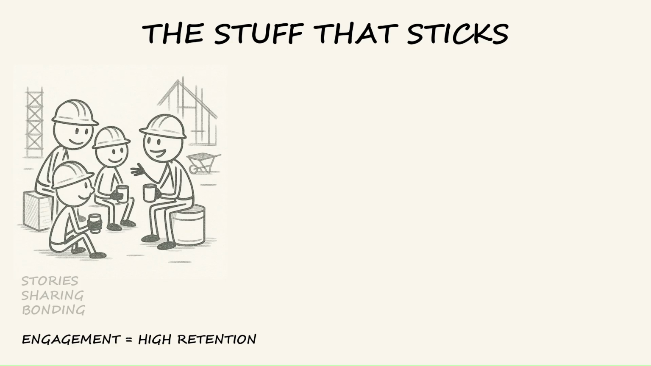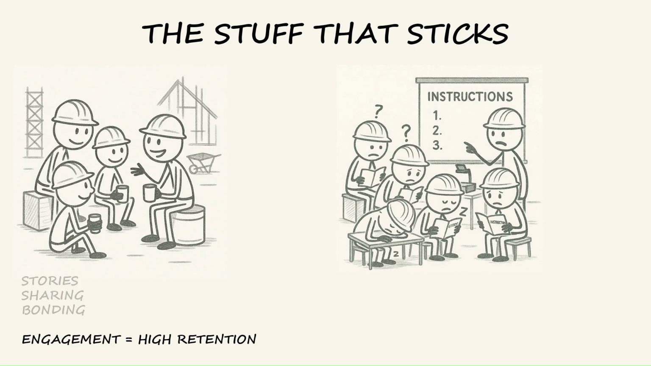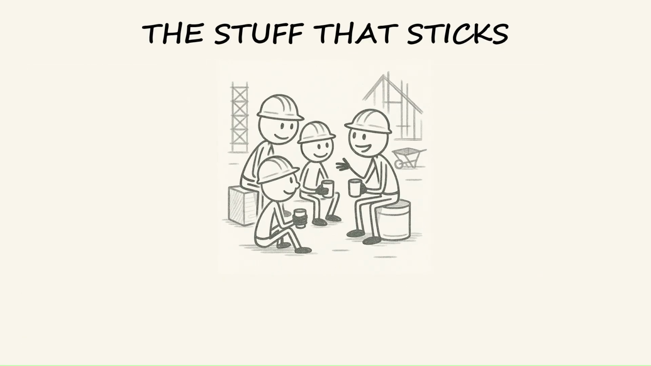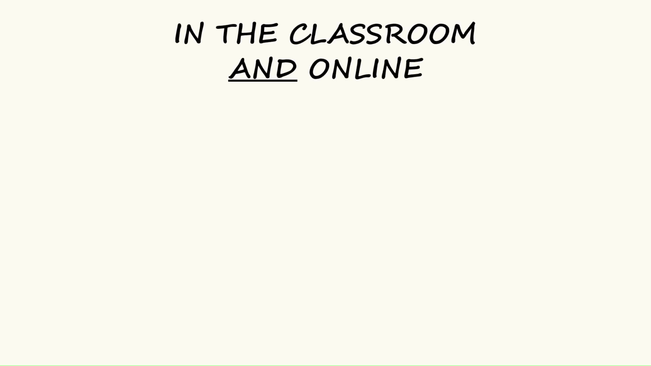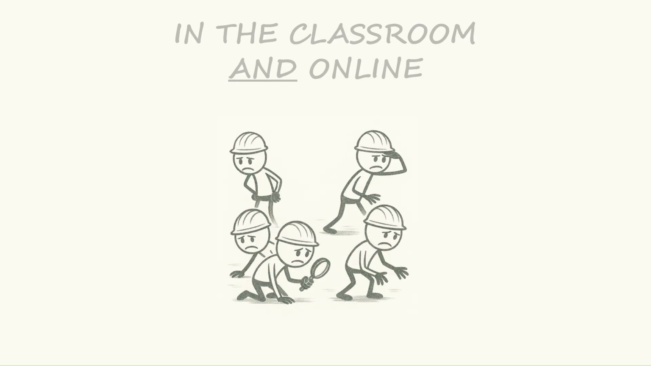When our teaching style is like reading through an instruction manual, there's no engagement. And when there's no engagement, there's low retention. When you engage, you empower. This is called building relational depth. In the classroom and online, your students are looking for something. You might say it's information, and yeah, of course they are, but that's not what they're really looking for, at least not at first. They're looking for you.